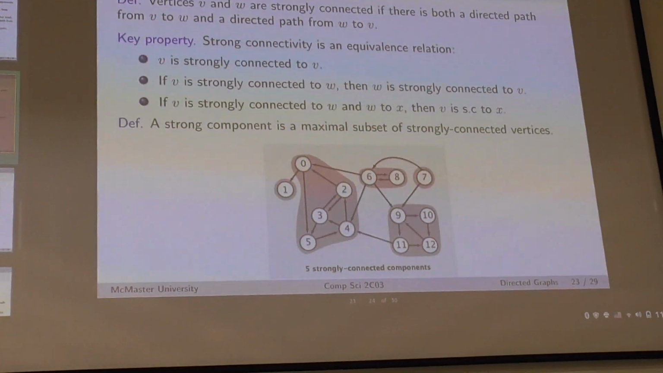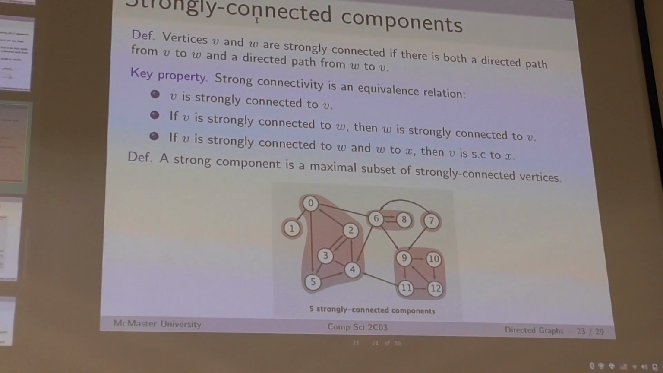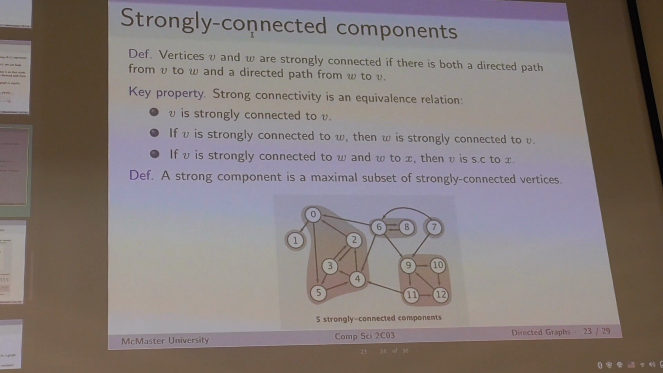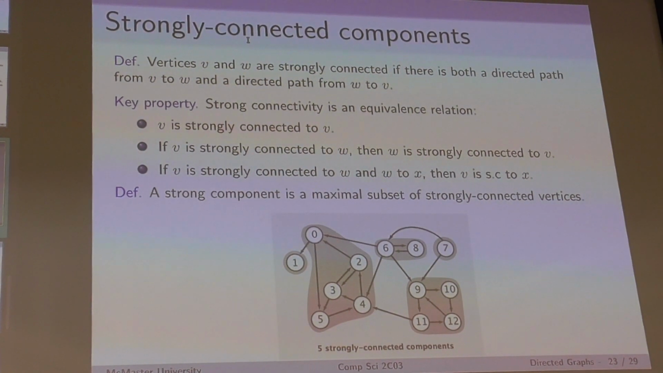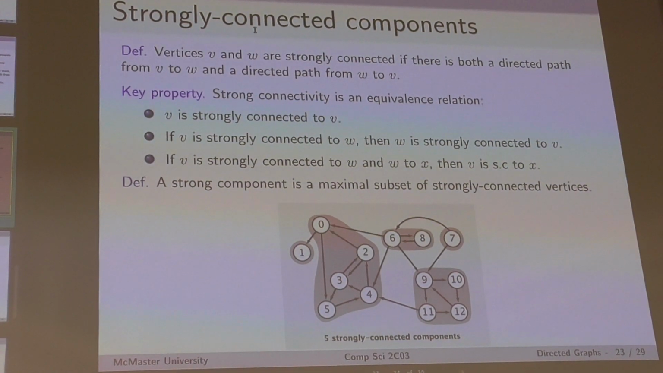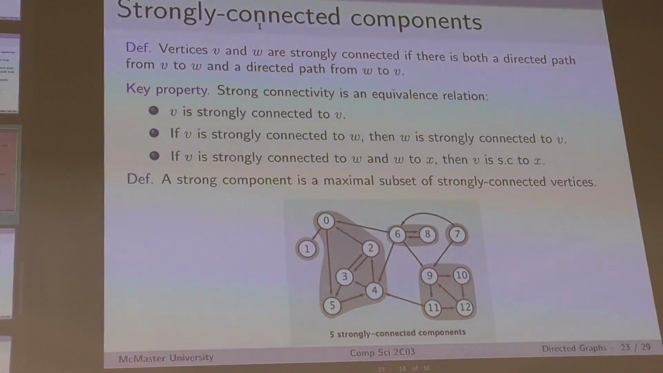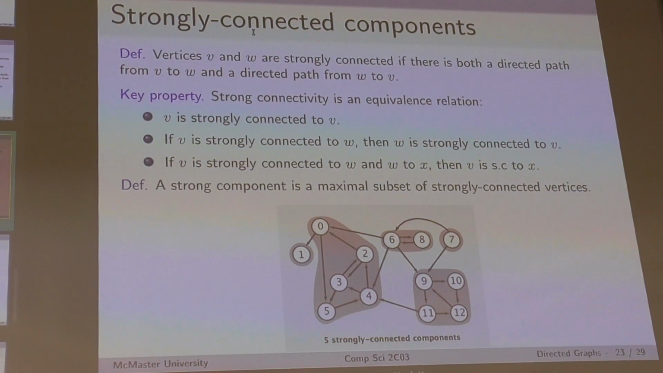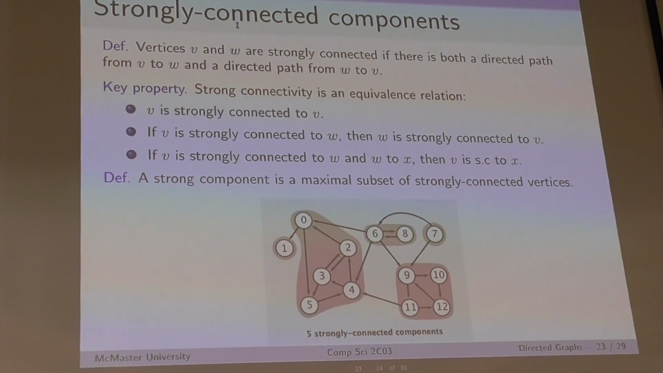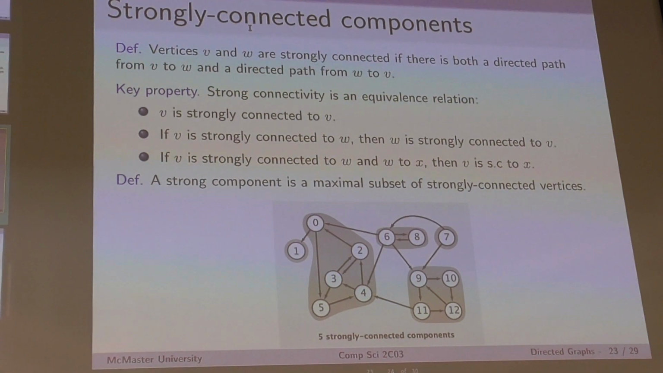So, key properties. Strong connectivity is an equivalence relation. V is strongly connected to V, so that's reflexivity. 1 is strongly connected to itself, as is 7, even if it's not strongly connected to anything else. If V is strongly connected to W, then W is strongly connected to V. So what math property is that?